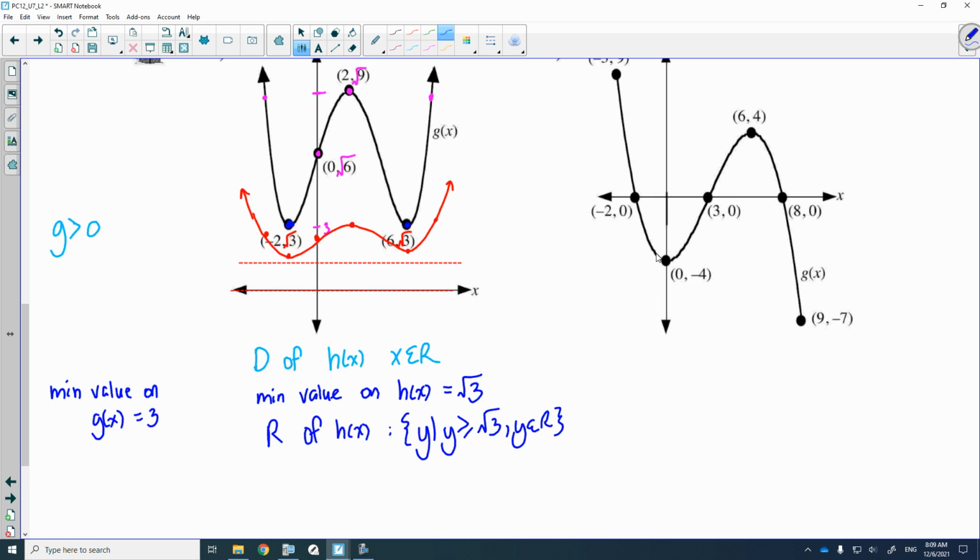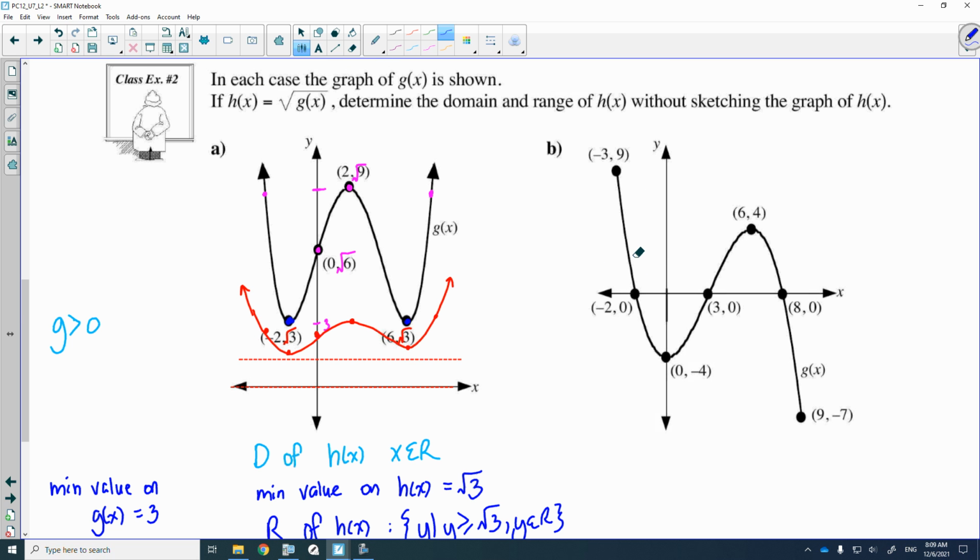We'll do this last class example. So for this example here, same thing. They're calling this g of x, and we are going to sketch the graph of h of x, which is the radical graph of g of x. Remember, with our radicals, we only want to consider the points on the original above the x-axis. So that would be this, and that would be here. Only the points above the x-axis.